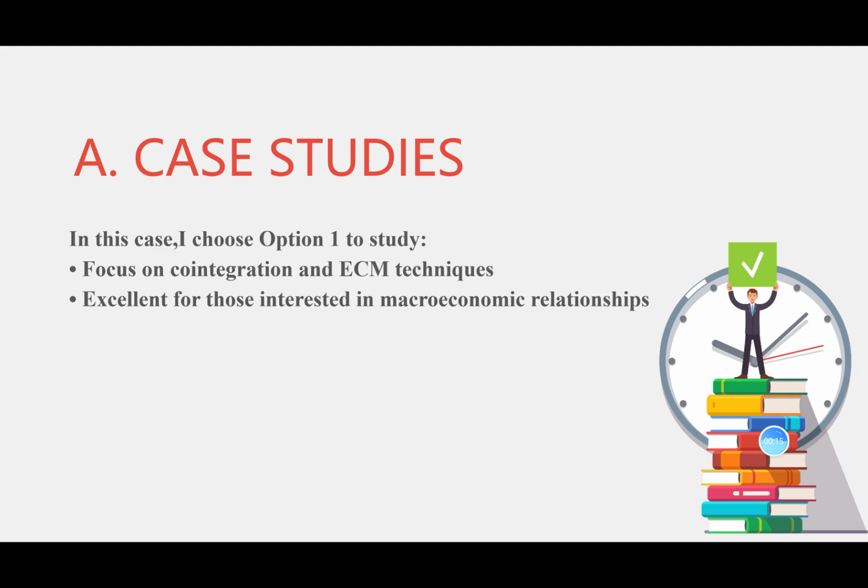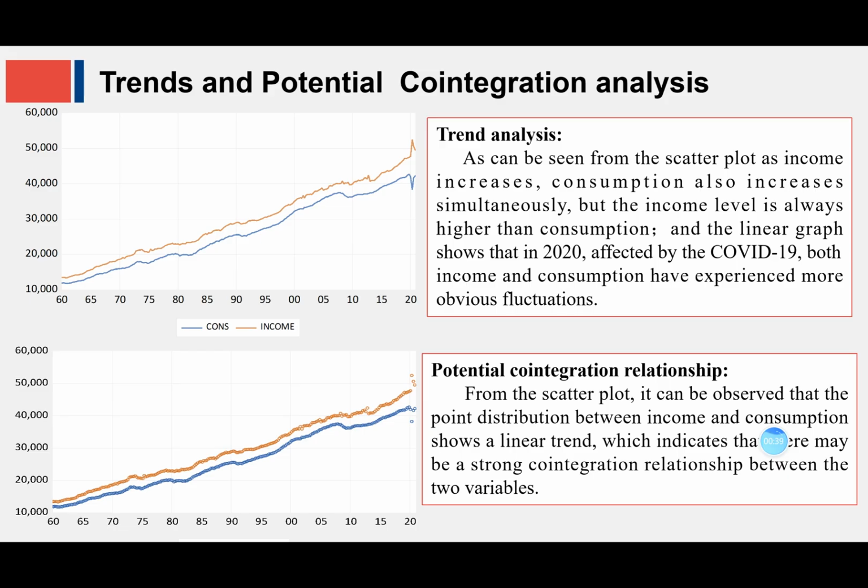In the first case, I chose option 1 to study. I collected quarterly data on real personal consumption expenditures per capita and real disposable personal income per capita for the United States from 1960 to 2020 from FRED. First is the trend and potential analysis.